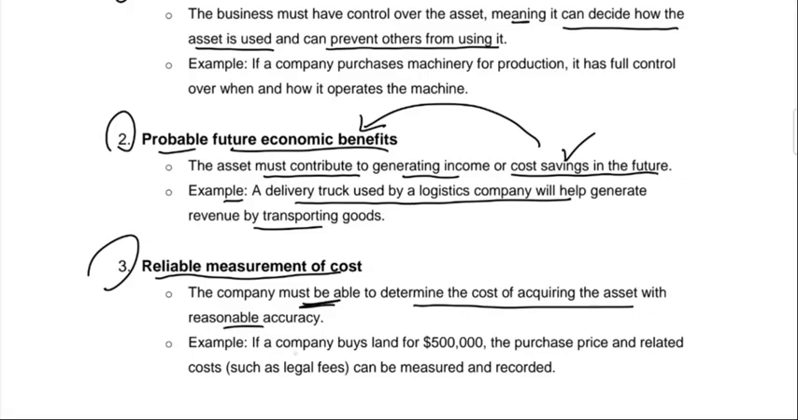So, one of the examples would be if a company buys land for $500,000, the purchase price and all the related costs, such as legal fees, can be measured and recorded. Because if we have uncertainty around these areas, then the company will not be able to assess the true cost of the asset, and therefore, this uncertainty will also be reflected in our final accounts, which is not great for the business, and thus it will also affect the faithful and the relevant representation of the financial statements.